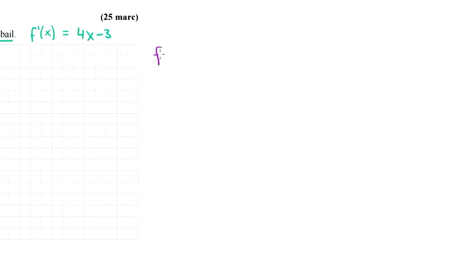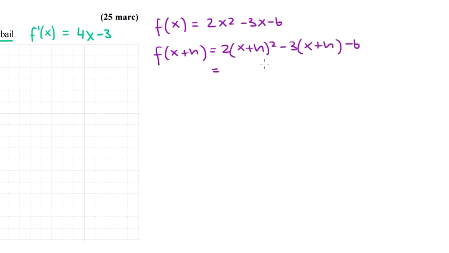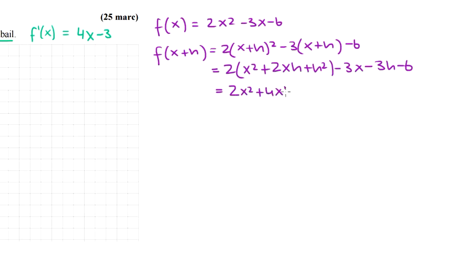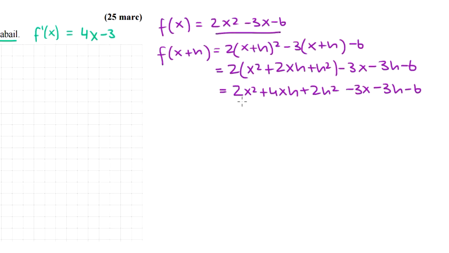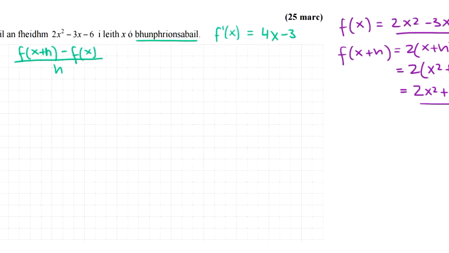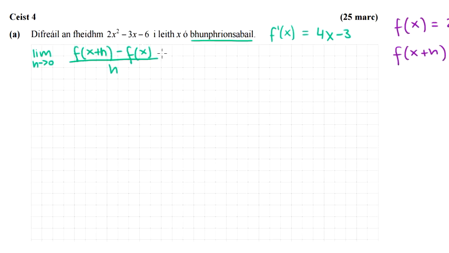So first of all, our f of x plus h. f of x is equal to 2x squared minus 3x minus 6. So for f of x plus h, we just want to substitute in x plus h everywhere we have x. So I'm just going to multiply out the brackets and simplify. So I'm going to get 2x squared plus 4xh plus 2h squared minus 3x minus 3h and minus 6. So this is what we're going to substitute into the formula we have for differentiation from first principles.